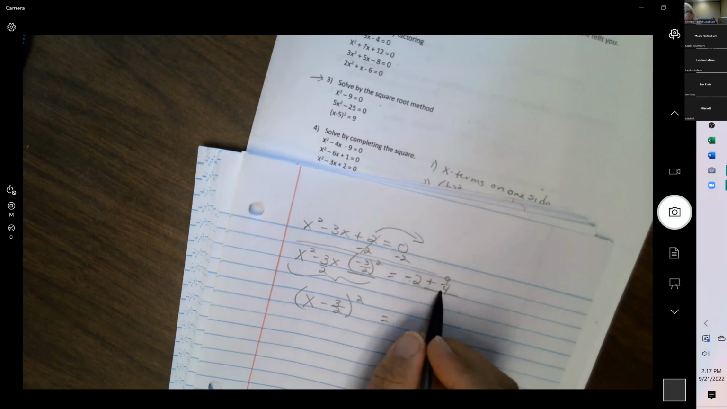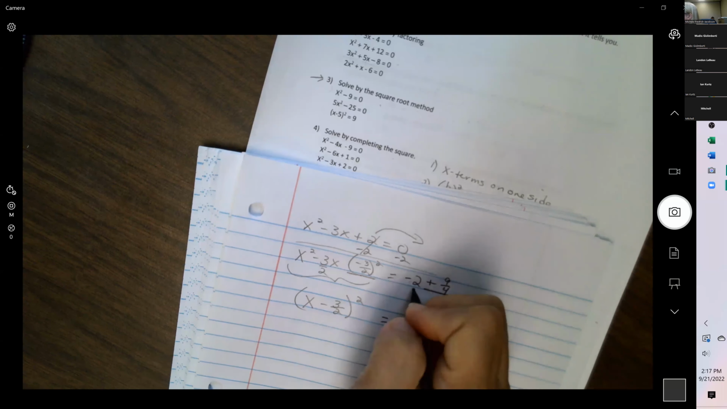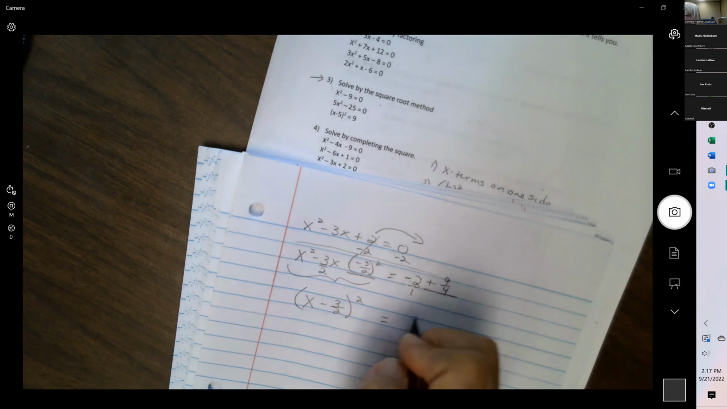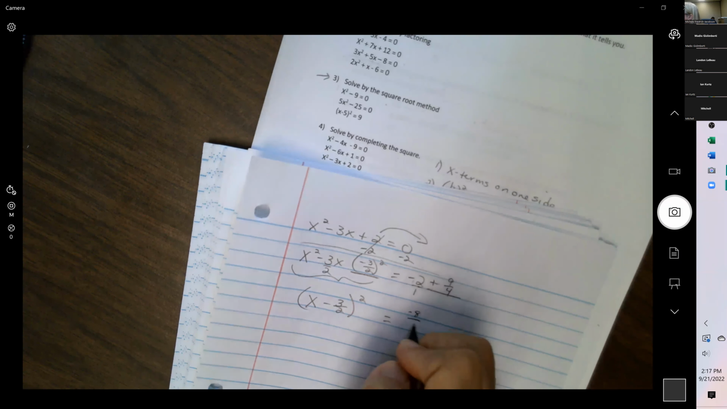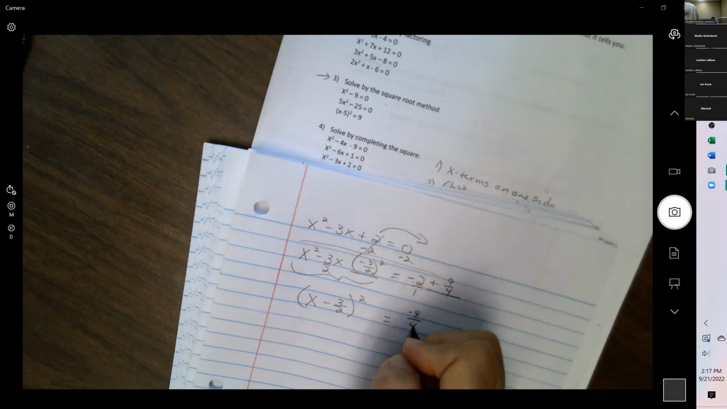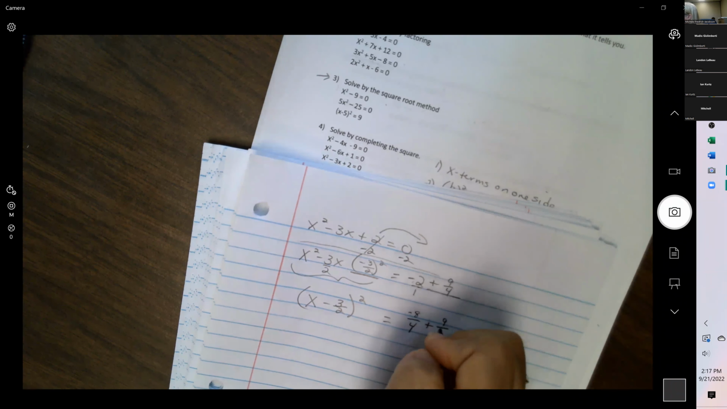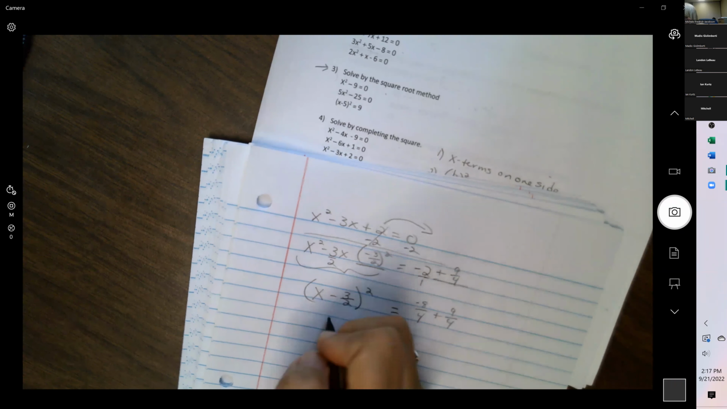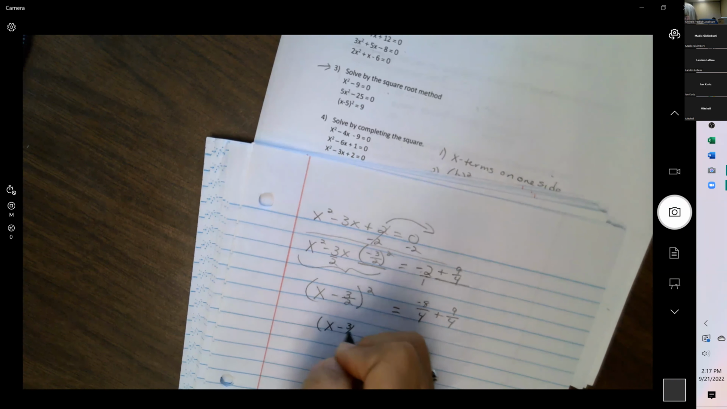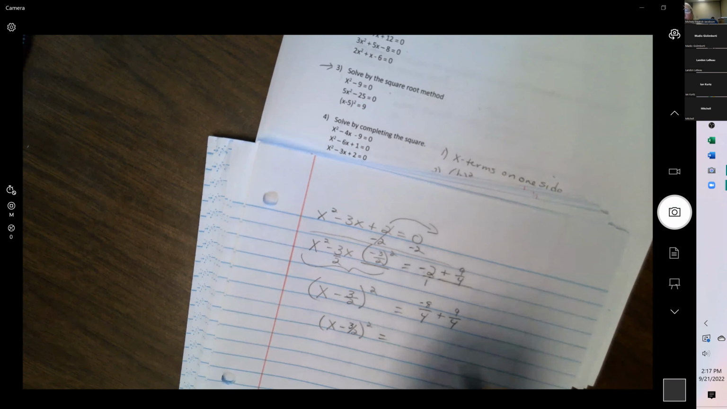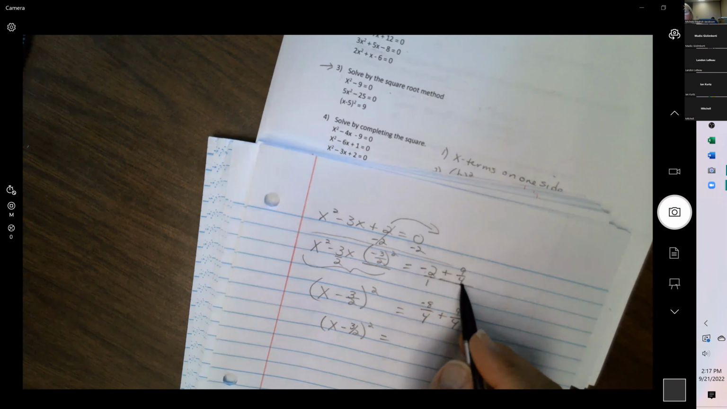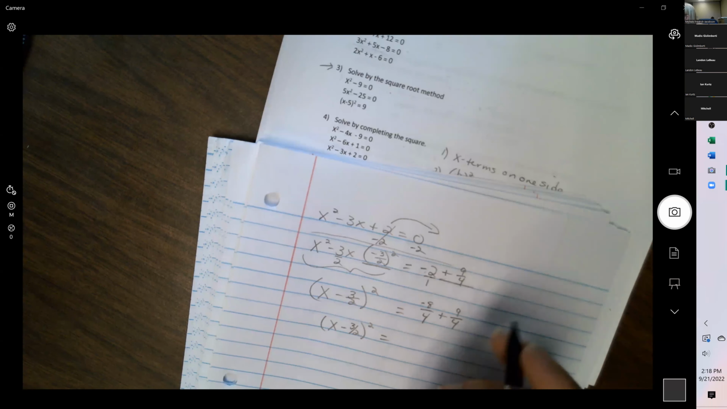Remember, when you're combining these, if you want, you can place this over 1 and get a common denominator. Multiplying top and bottom, we'd have -8/4 plus 9/4. So combining these, I made a common denominator. Then I can combine -8 and 9 as 1/4.